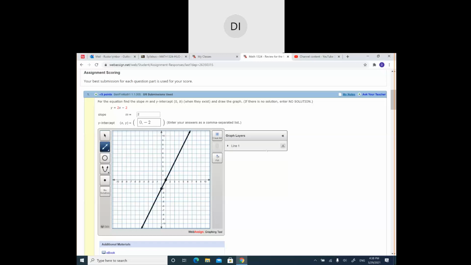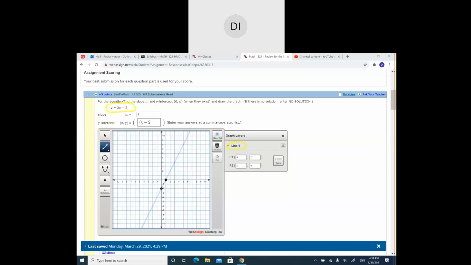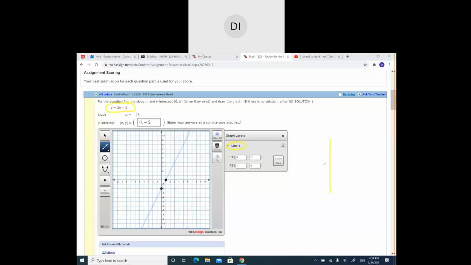Now, if you want to double check, you can click on line 1. So here, when I click on line 1, these are the points I need to get: (0, -2) and (1, 0). Now, if you want, you can also pick 2 points. So when x is 0, obviously y is negative 2, that's the y-intercept. And then you can just plug in any number. So 0 and 1 are good points to try. So when I replace x with 1, this is your x and this is your y.